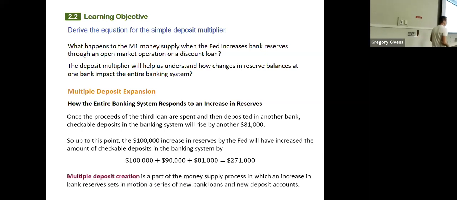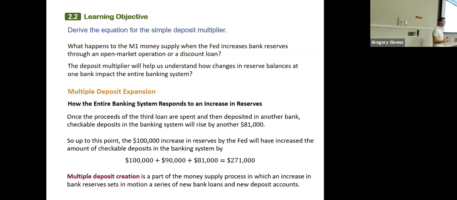That's what economists mean by multiple deposit creation. It's this critical part of the money supply process, whereby an increase in bank reserves that is initiated by the Fed sets in motion this series of new bank loans and new deposits, which expand the total money supply. That's why we call it the money multiplier process, right?